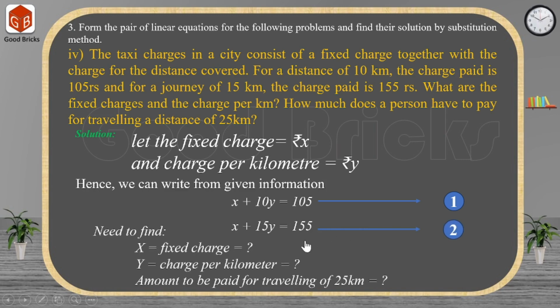Now, what do we need to find? Again, we need to find the fixed charge, which is equal to how much? We need to find the Y value, the charge per kilometer, and one more thing we need to find is the amount to be paid for traveling 25 kilometers. So these are the three questions we need to find from this given information.